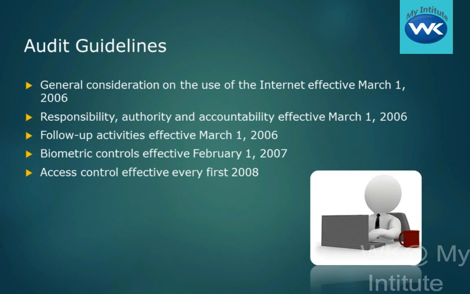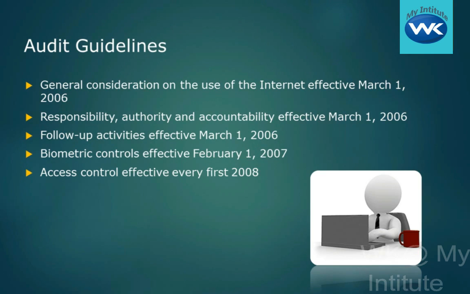Responsibility, authority, and accountability. These guidelines, again, are designed to help you in being able to plan and come up with the agreements about the responsibilities and the authorities and who you report to through the auditing process. Follow-up activities, effective March 1st, 2006, designed kind of like the post-implementation review, is a way of being able to review and be accountable for any activities that needed to be done after certain points of your audit.